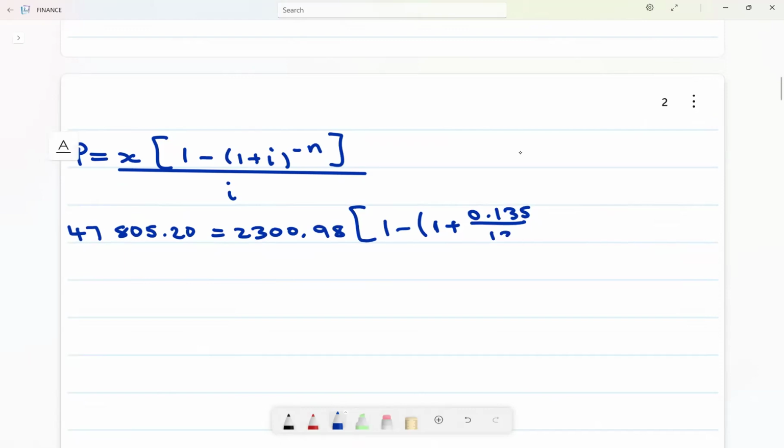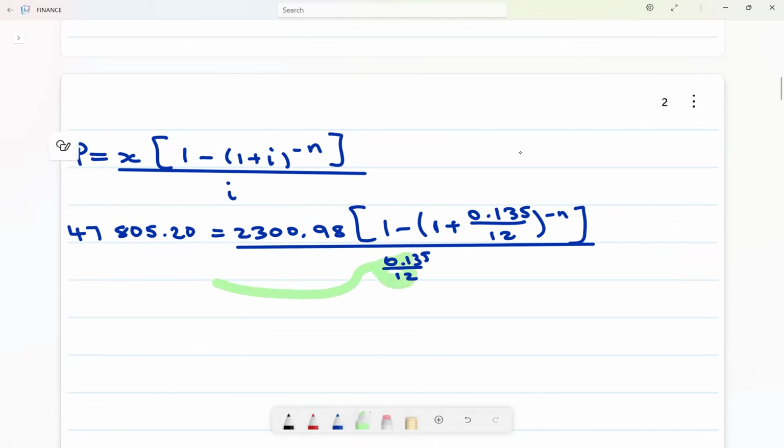0.135, divide all that by 12 to the power of negative n. I'm looking for n. And then all divided by something like 0.135 divided by 12. So what I'm gonna do, I'm gonna take this one and multiply it to the other side. And then after doing that, that value that I get, I divide it by 2,308.